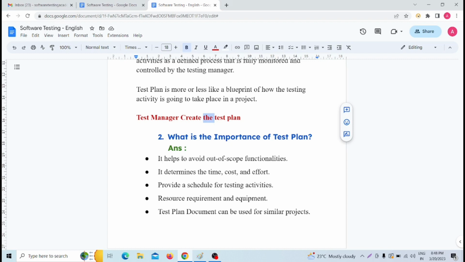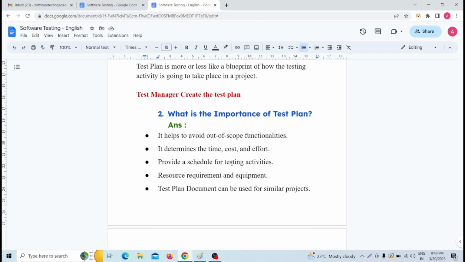So the test plan helps us to avoid out of scope functionalities. Which functionalities are out of scope, out of bound? So those functionalities are avoided by use of the test plan. Okay, and also the test plan determines the time, cost and effort.